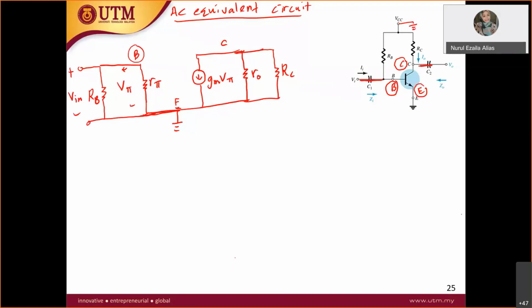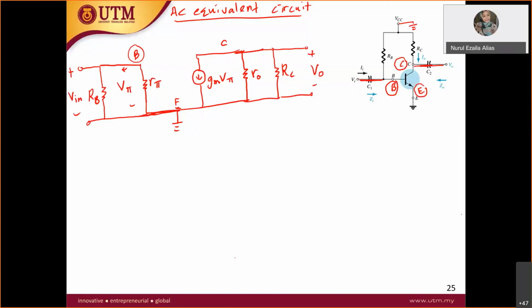From the collector you also have V out. So at this point, you have your V out. This is how you simplify the circuit. This is how you get the equivalent circuit, the AC equivalent circuit.